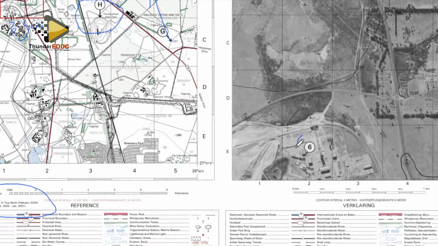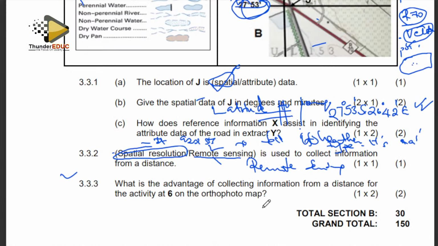6 is here, which we all know. We have identified the 6 as what? As mining. All right? The activity at 6 is mining. If you know that it is mining, now let us look at it. What is the advantage of collecting information from a distance for the activity identified in 6?